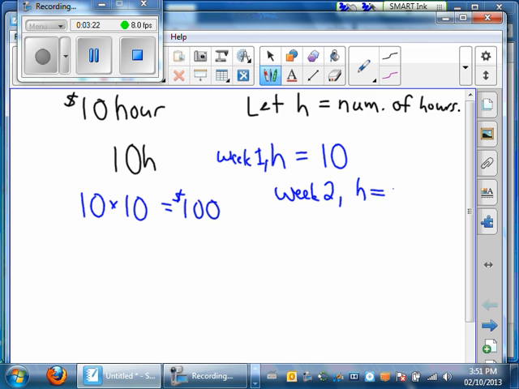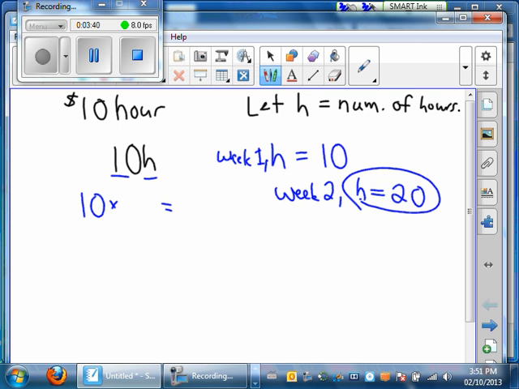h equaled 20. Maybe we got 20 hours of work in our second week. As you can see, 10h still works for this. This expression still works here. All we have to do is change the h, because we now know that h is in fact equal to 20. And we come up with our total, which is 200. We made $200. And it doesn't matter how many hours we work from week to week, this expression here, 10h, always stays the same. And that is what an algebraic expression is for.